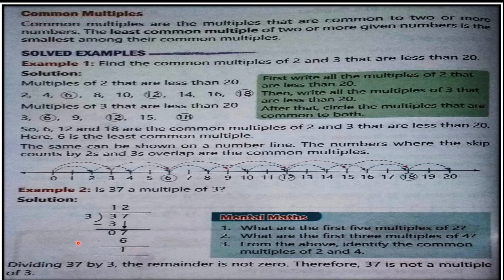So let's see here. 3 divided into 37. 3 1s are 3, subtract, 0, bring down 7. 3 2s are 6. 1 is the remainder. So by dividing 37 by 3, the remainder is not 0. Therefore 37 is not a multiple of 3. Why? Because a remainder of 1 is there. If the remainder is 0, then 37 would be a multiple of 3. Got it?